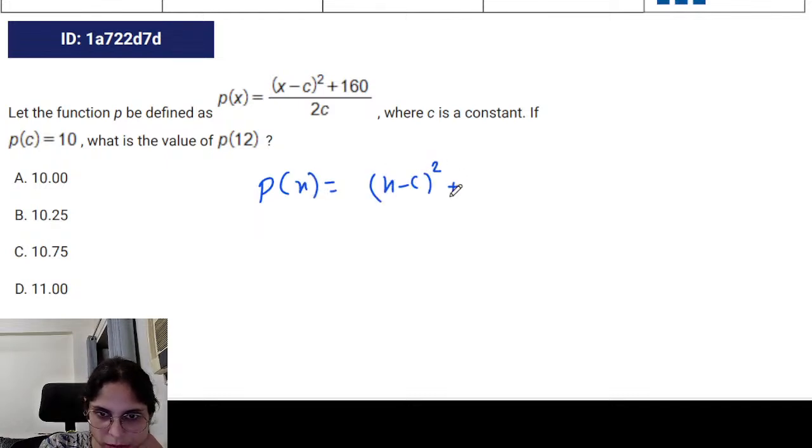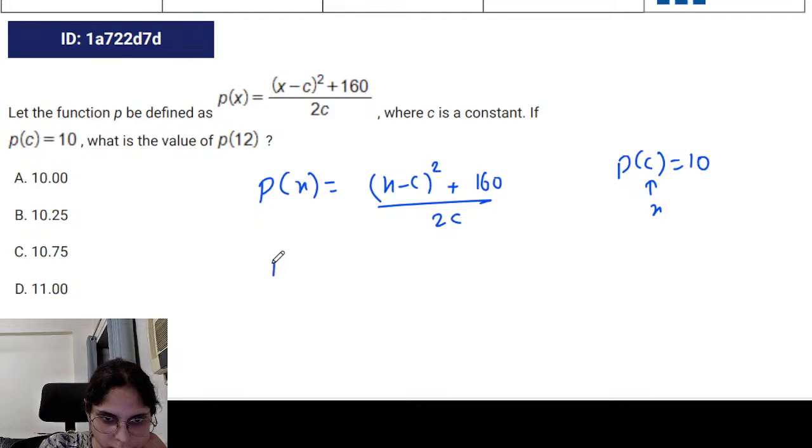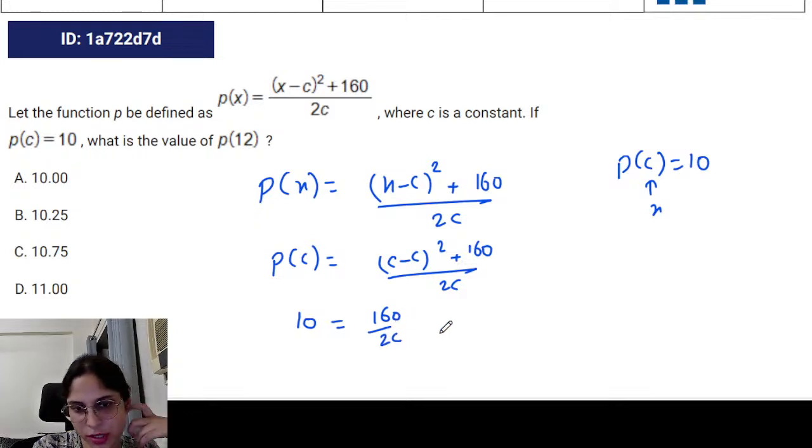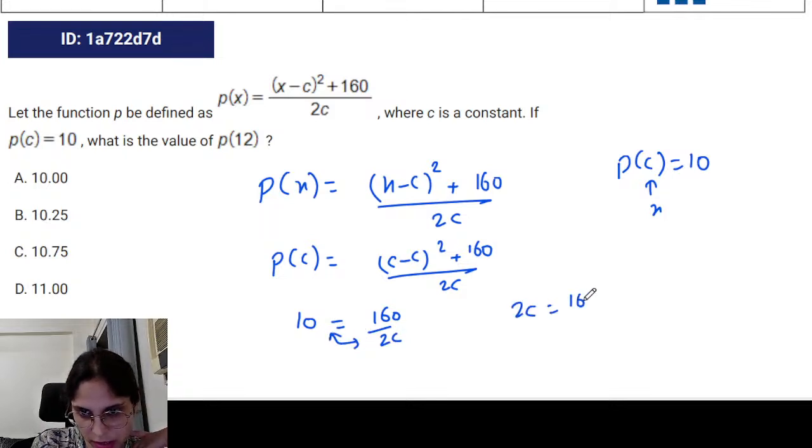(x - c) whole squared plus 160 over 2c. Now p of c is equal to 10. That means you replace your x with c. Basically p of c will be (c - c) whole square plus 160 over 2c. This is given as 10. So c minus c is 0. So this is 160 over 2c. From here you can get the value of c as 8. You just have to interchange them. 2c will be 160 over 10. 2c is 16, c is going to be 8.